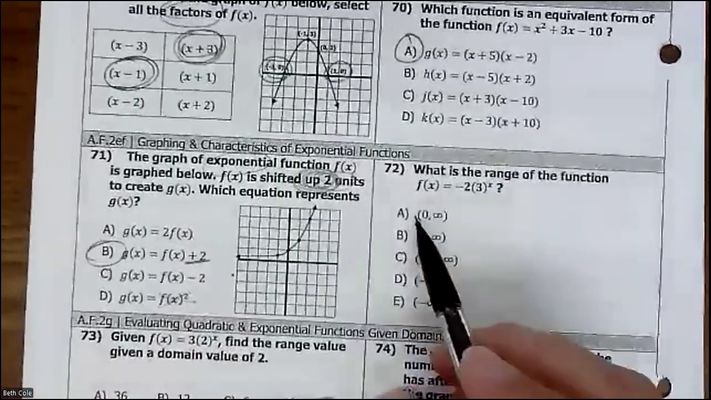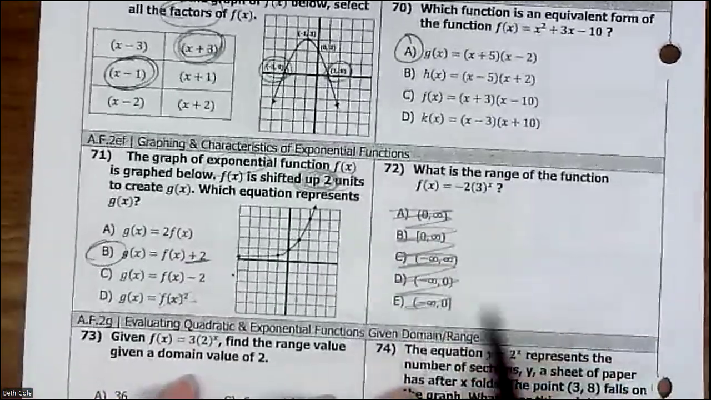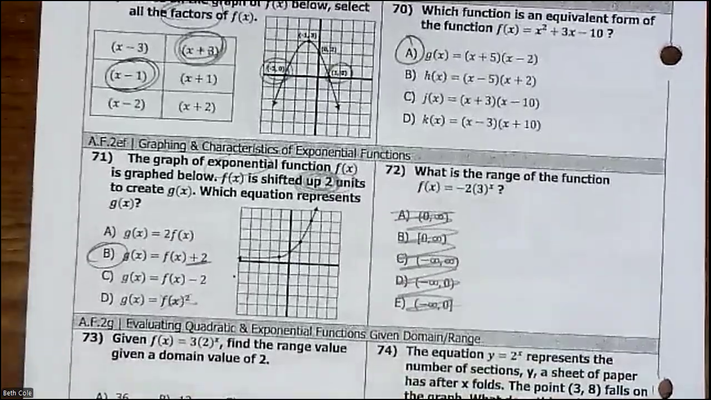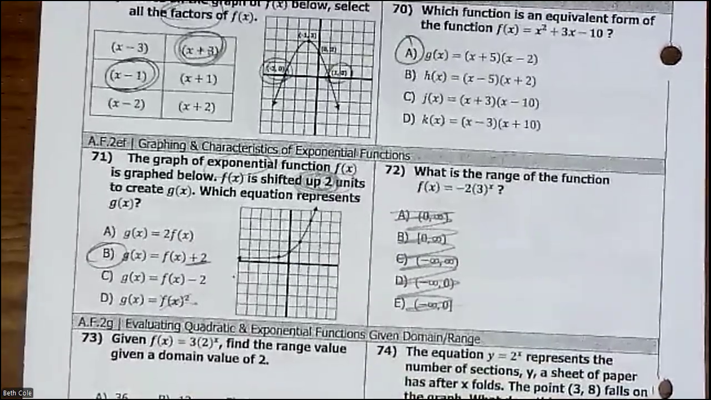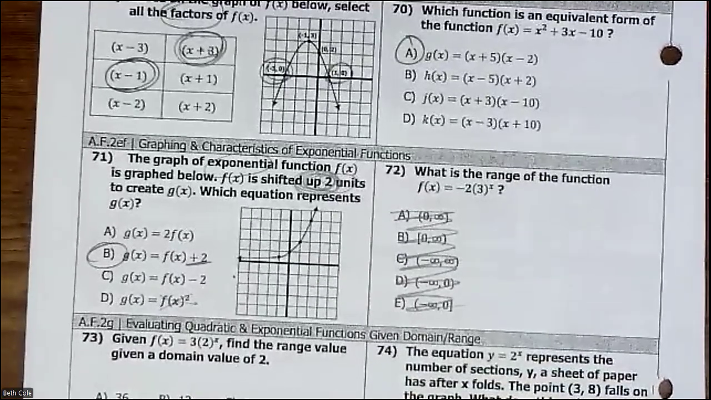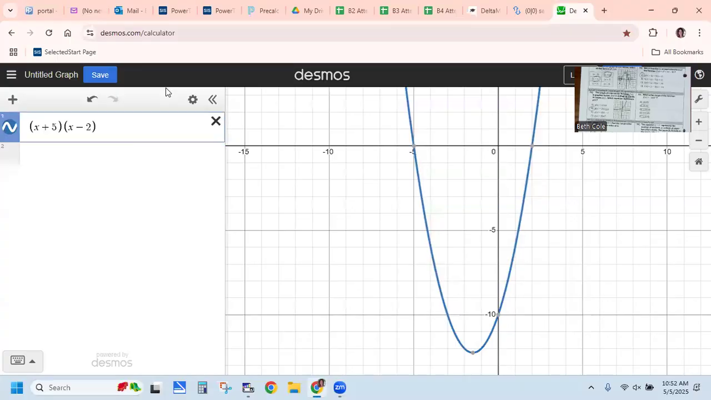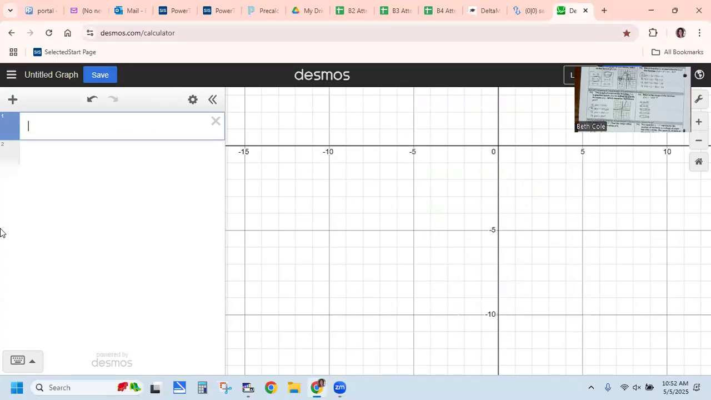Okay. Now, these choices are not written the way that you would see them. I want you to scribble them out. We're going to just look at the graph and figure out what the range is. You would not see your choices written like that. We haven't covered that. I don't know why they wrote it like that.